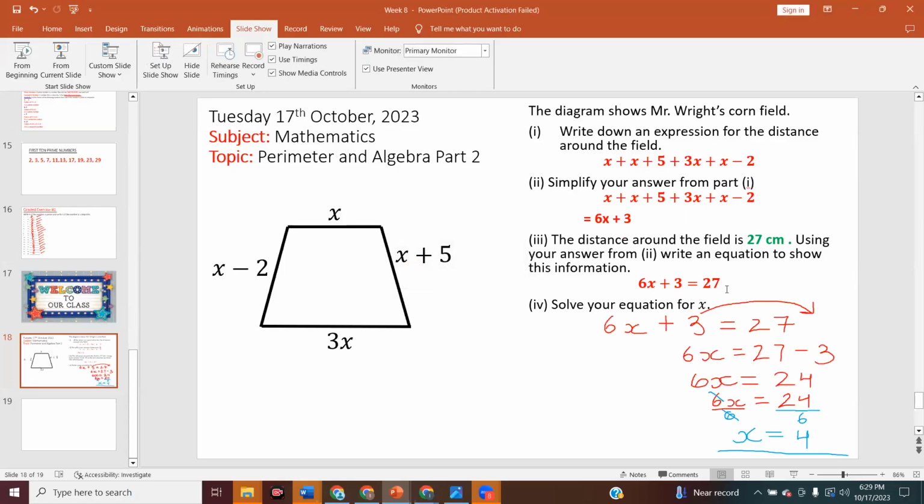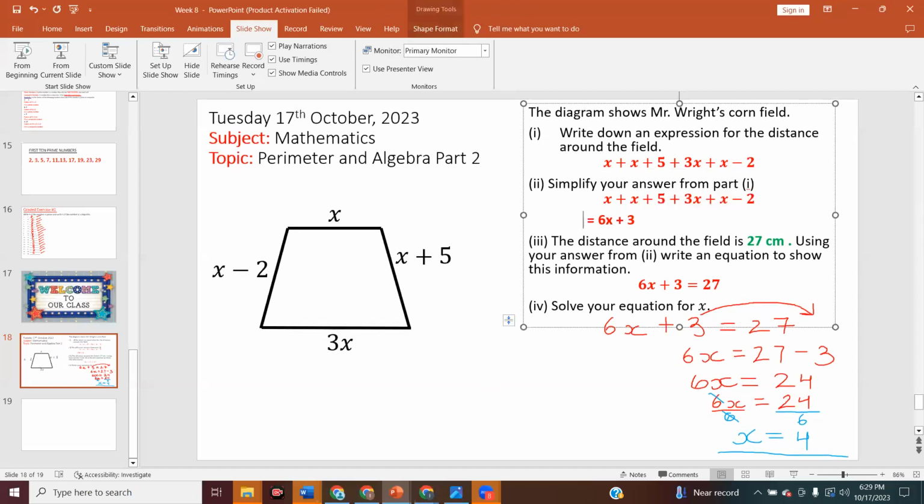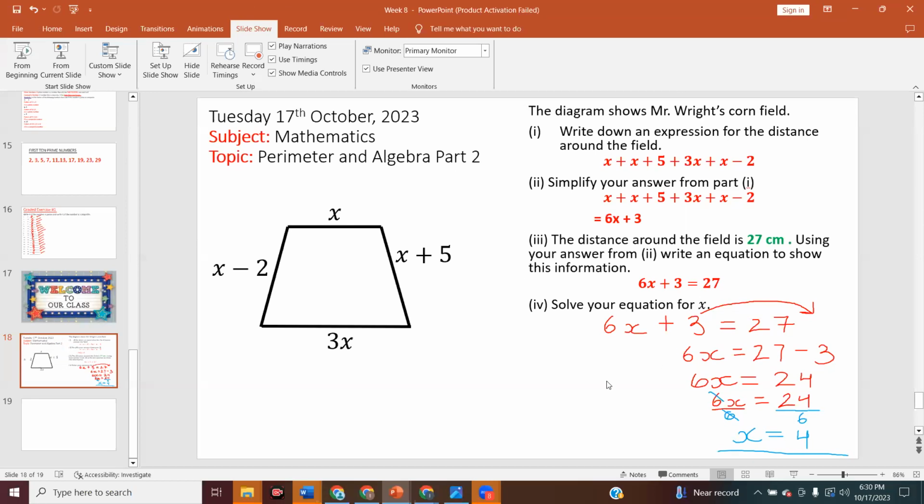So this is the second part, the two parts that we missed yesterday that I didn't get a chance to explain. So in your exam, they're going to ask you, okay, write the expression. And after you write the expression, simplify the expression. After you already simplify it, now form an equation. After you form the equation, now solve the equation. And so how do we solve the equation?